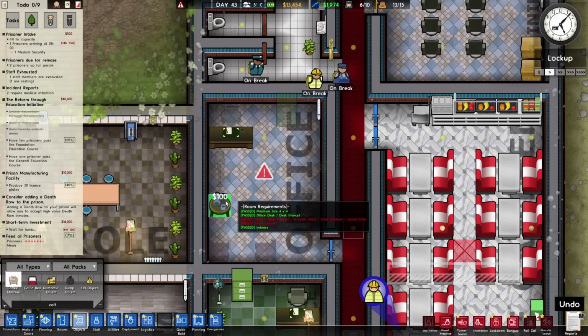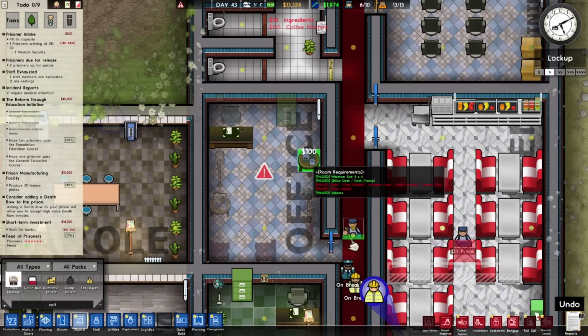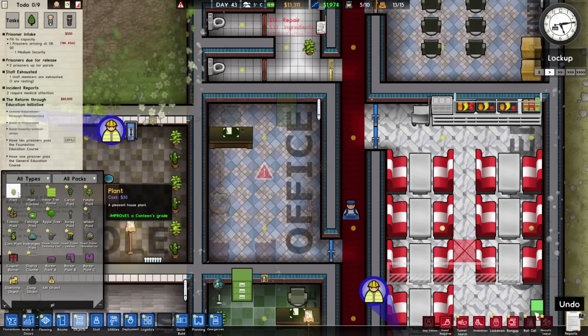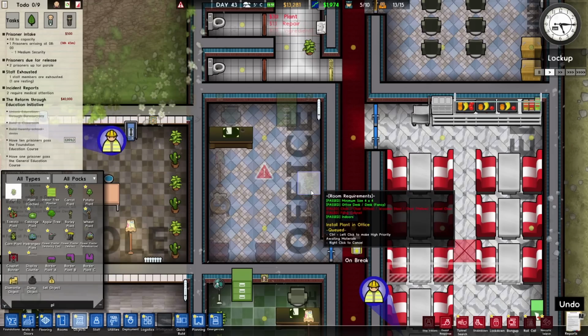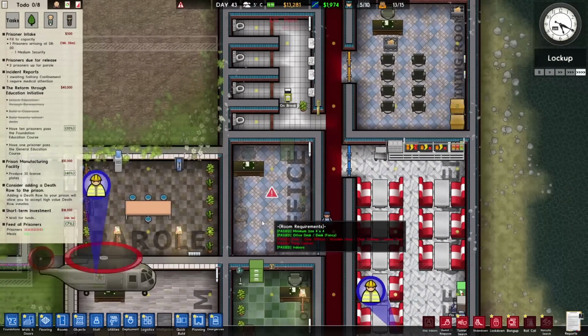So if we put that in like that, there we go. That's quite nice. It needs a little bit of something over there. Hang on a minute, I know the perfect thing. A plant. There we go. And we'll have a little plant just to improve air quality and such like. There we go. Very nice. That office will be up and running.